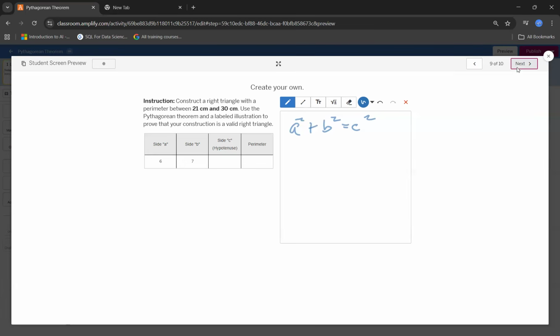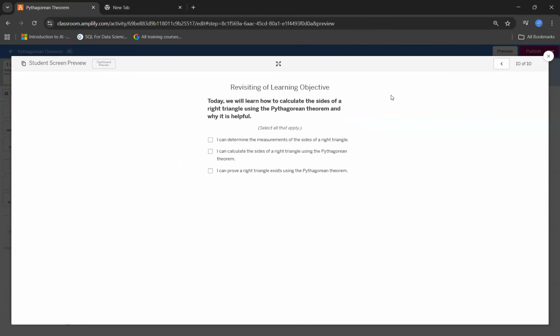Okay, so you can revisit the learning objectives. I can determine, yes. I can calculate, yes. And I can prove, yes. And that's it for today.